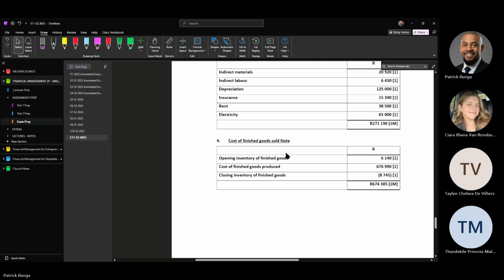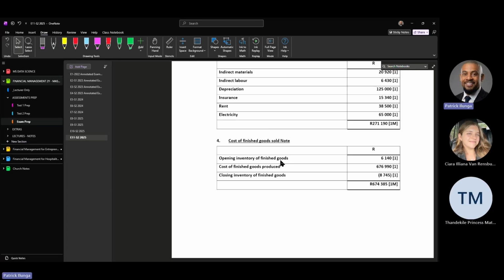All right? So we take the opening inventory plus what we produce. Opening inventory means what came from last period, what was not sold. We add them up together with what was produced this period, and we minus what we will remain with at the end of the period. Sierra, Tandekile, does that make sense? Of how you get the finished goods sold.